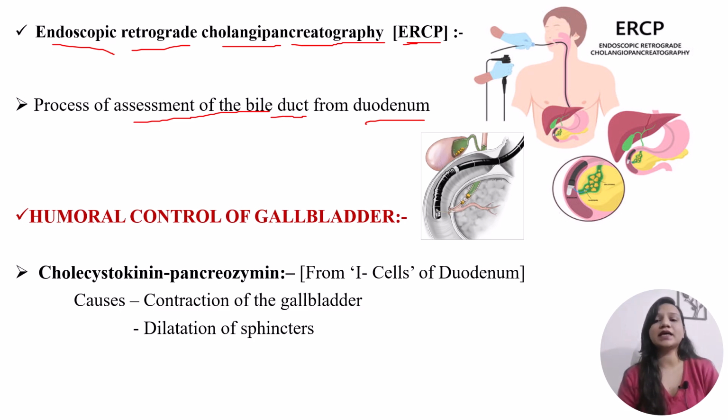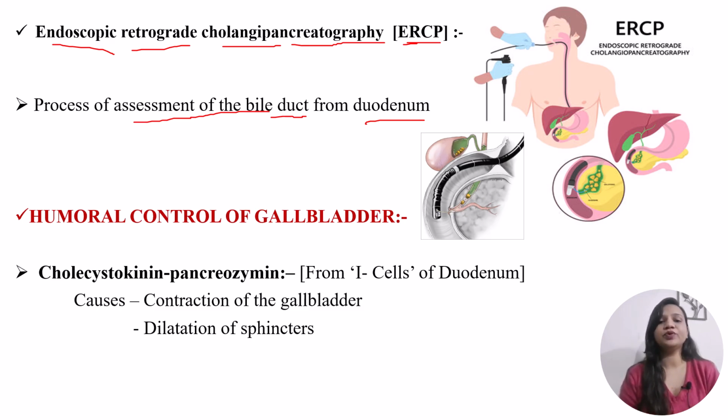Here the patient is kept nil by mouth for about 6 to 8 hours, and the most important thing is that informed consent is taken from the patient. Then after that, sedation or light general anesthesia is given to the patient, and the patient is positioned in the left lateral or prone position.